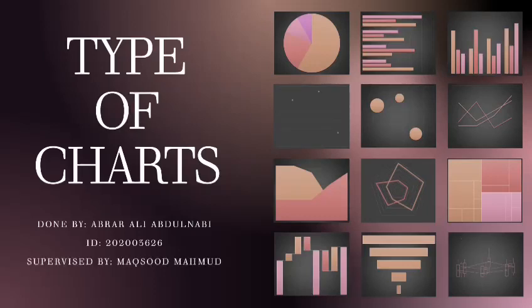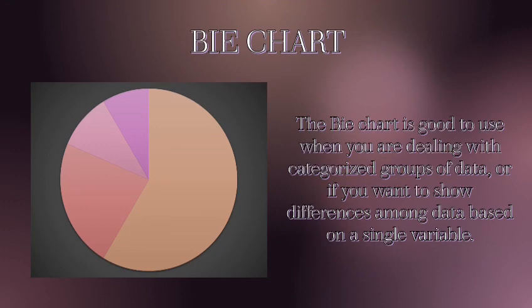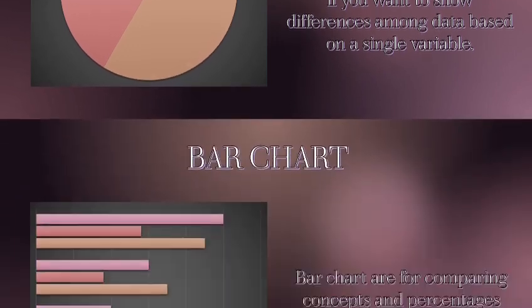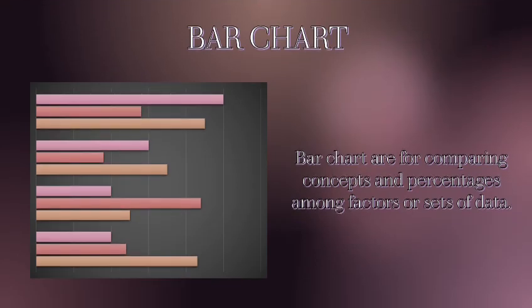In this video, you will know the types of charts. The pie chart is good to use when you are dealing with categorized groups of data, or if you want to show differences among data based on a single variable. Bar charts are for comparing concepts and percentages among factors or sets of data.